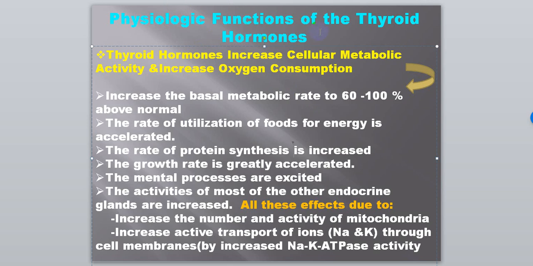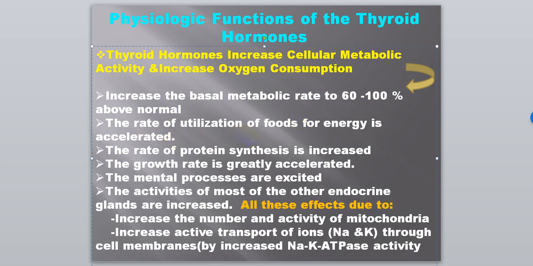Physiologic functions of thyroid hormones. Thyroid hormones increase cellular metabolic activity and increase oxygen consumption. That means thyroid hormones increase the basal metabolic rate 60 to 100% above normal, due to utilization of food to provide energy also accelerating.